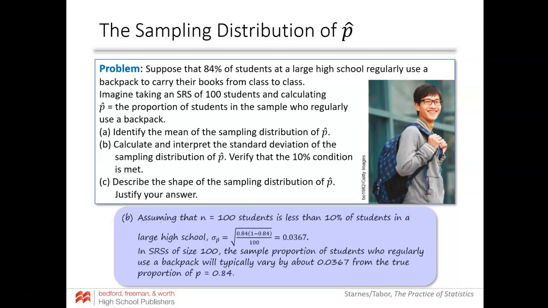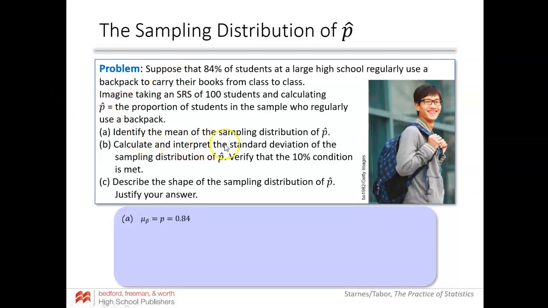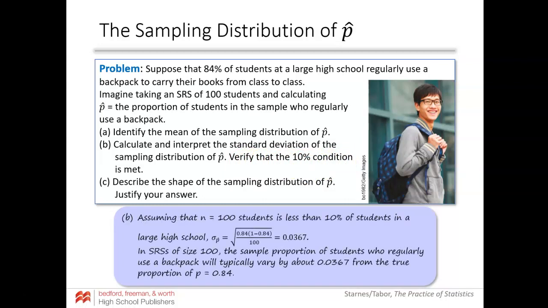Oops, I skipped a little. So part B says calculate and interpret the standard deviation of the sampling distribution of p hat. Now, a little note here: verify that the 10% condition is met. So the first thing we have to do is verify the 10% condition. They said, assuming that n equals 100 students is less than 10% of the students at this large high school. They didn't really verify it because we don't know how many students are at the high school. So we're just going to put a cautionary blurb in that says, I'm assuming that this is less than or equal to 10%.